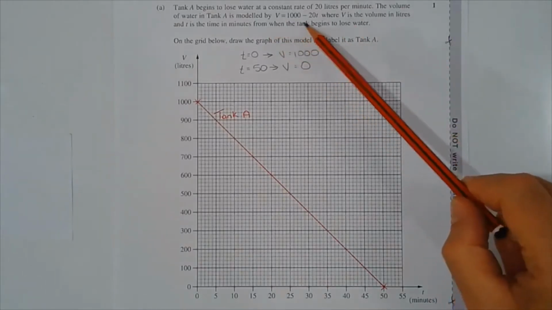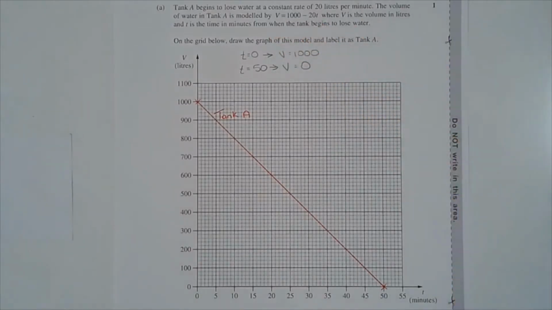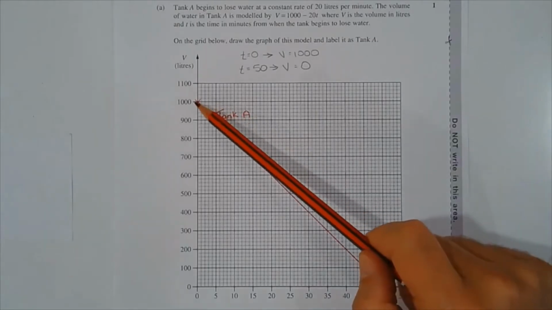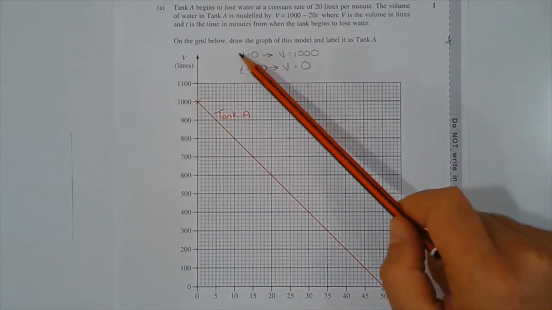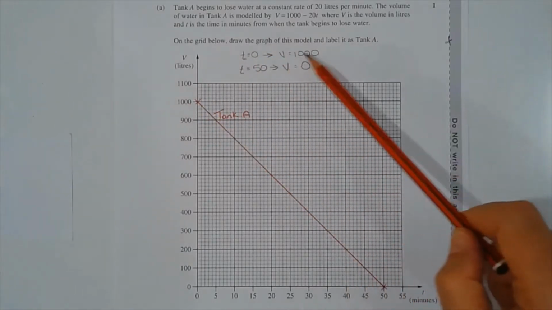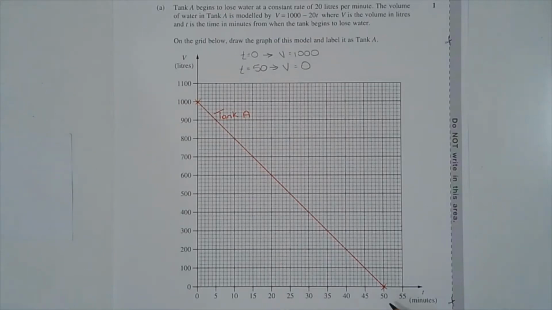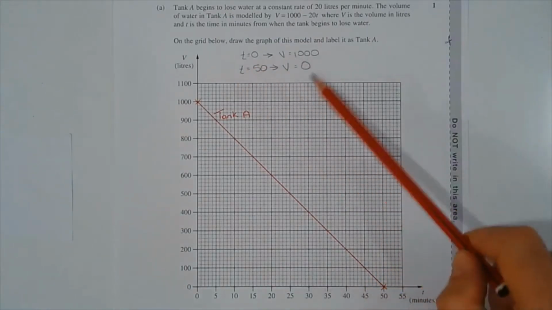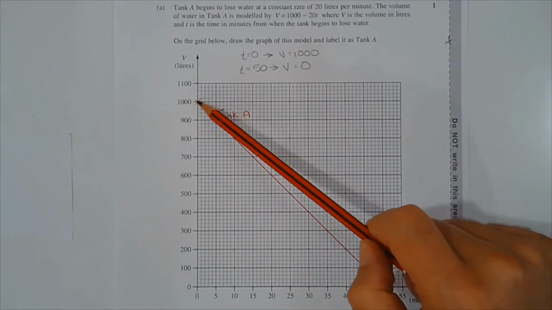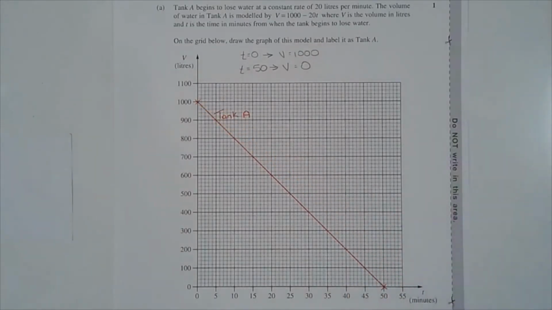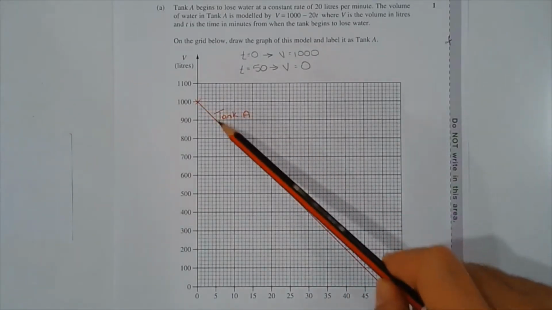V equals 1000 minus 20t is a linear model, and its graph will be a straight line. To draw a straight line, we need a minimum of 2 points to locate it. So it was easy enough to find the y-intercept and the x-intercept by letting t equal 0 to find the y-intercept, where V equals 1000, and to find the x-intercept, I let t equal 50 and V equals 0. And so just joining the 2 points there, we have the line that represents the graph for tank A.